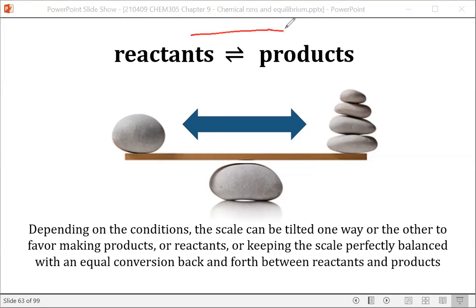If we favor producing products, most of the reactants are converting to products. This side of the scale will get heavier. We say we favor products. Or if the reverse reaction is favored, we favor products reverting back to reactants. This side of the scale gets heavier and we say that reactants are favored.